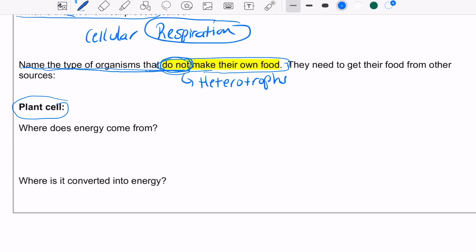Us, we do not make our own food. So we have to go to the supermarket. We have to farm. We have to plant them. We have to be farmers and grow our own food. So we are examples of heterotrophs. But in terms of the plant cell, how do plants get energy? Where do plants get energy? Plants get energy from the sun. They are also autotrophs.